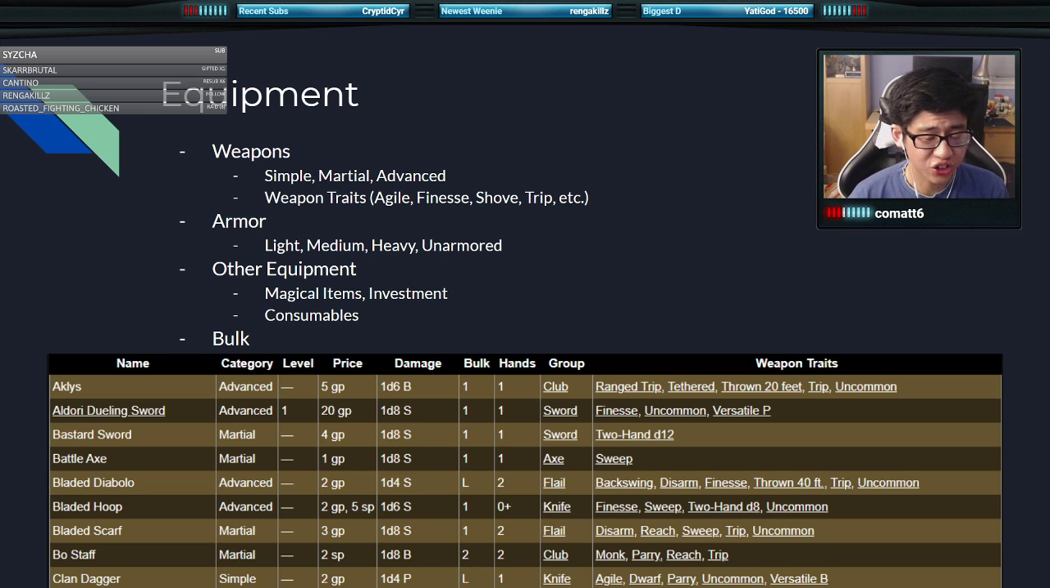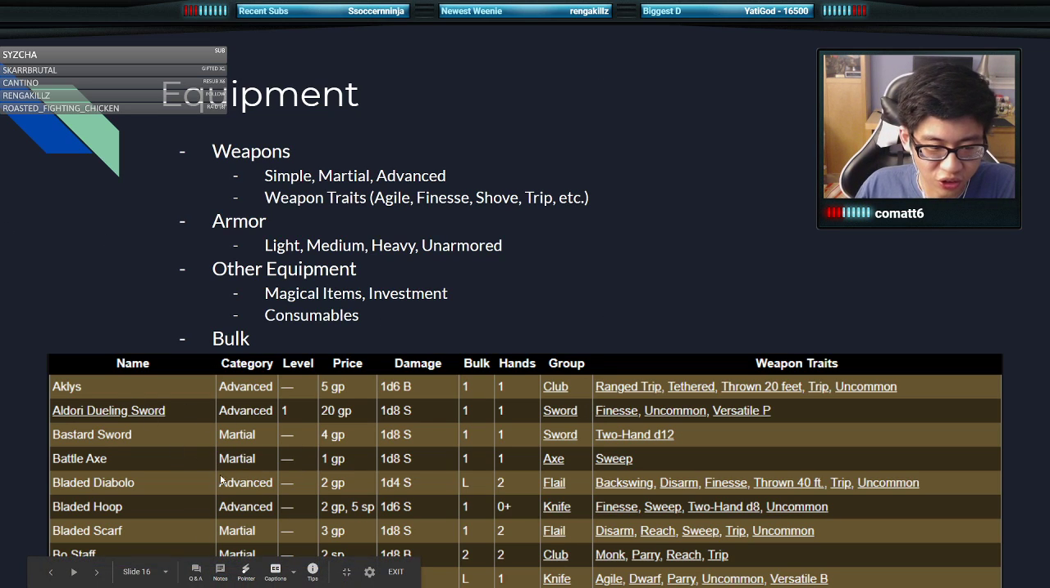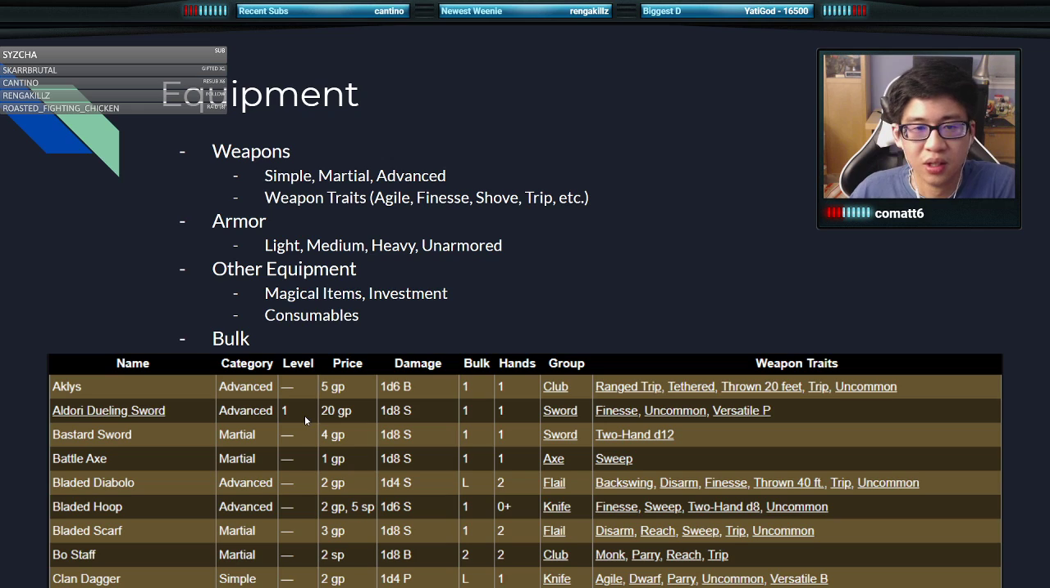Each class comes with a different level of training. The martial classes, such as the champion, ranger, and barbarian, start off trained in all simple and martial weapons. The fighter is special in that they start off experts in all simple and martial weapons, and in addition to that, they're also trained with all advanced weapons.